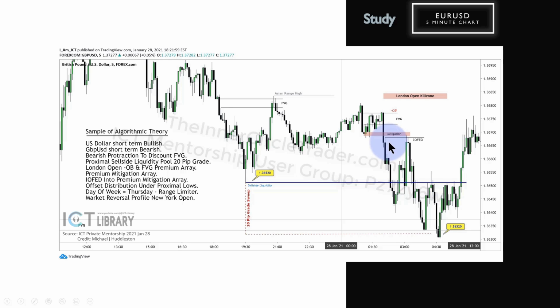This is a taste of the things I'm teaching charter level. Okay, so that kind of gives you how deep this goes and how specific and how precise and algorithmically price is delivered. Now, I'm not specifically talking about these levels because they haven't formed yet, but we're looking for this level to be traded to.